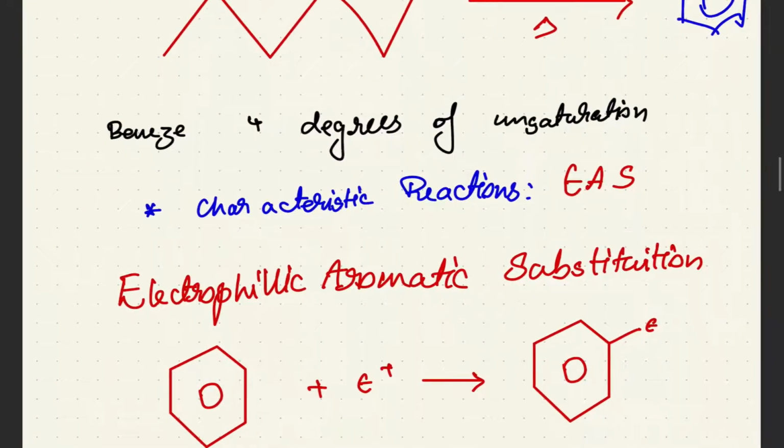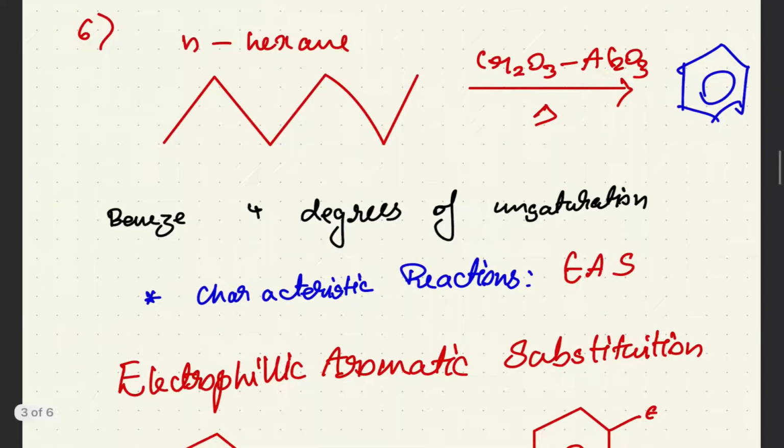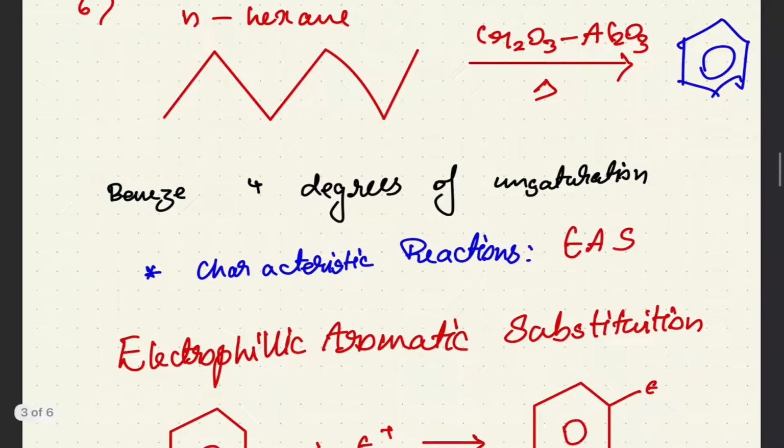So we also saw that benzene has 4 degrees of unsaturation, so you can just count it. Degrees of unsaturation is nothing but the number of double bonds and the total number of rings in a compound, in the structural representation. So there are 3 double bonds and there's one ring, one outer closed ring. So it amounts to 4.